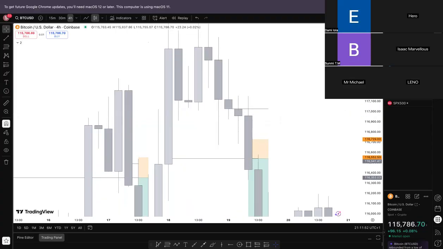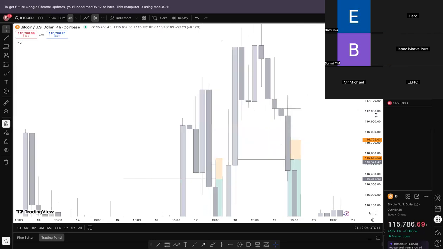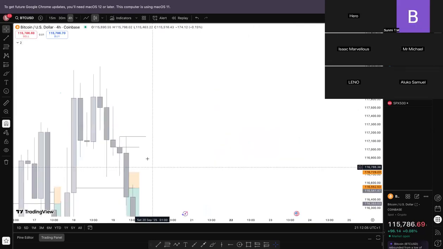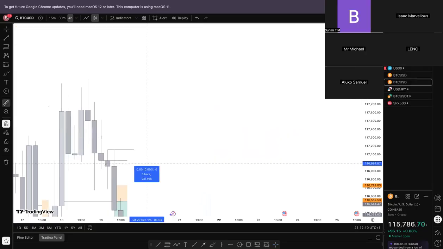When price decides to take out the high or the low, there's a gap of liquidity, and that level is still valid in the future. So that's just a little recap. So let's go into a deep study on what should be done today.